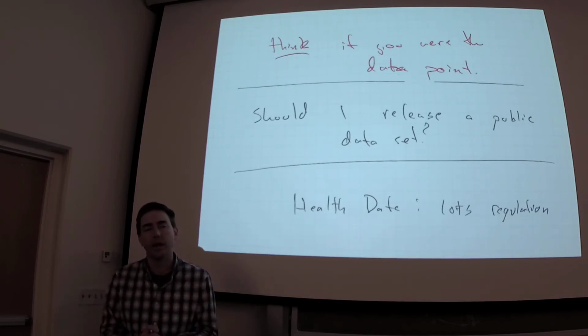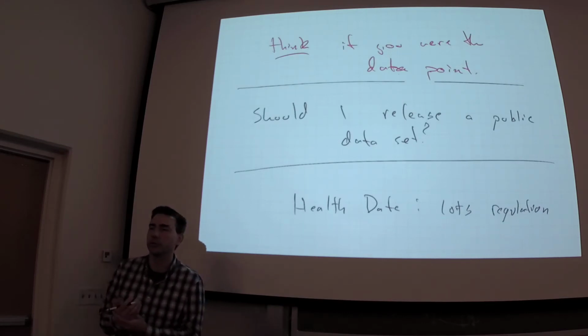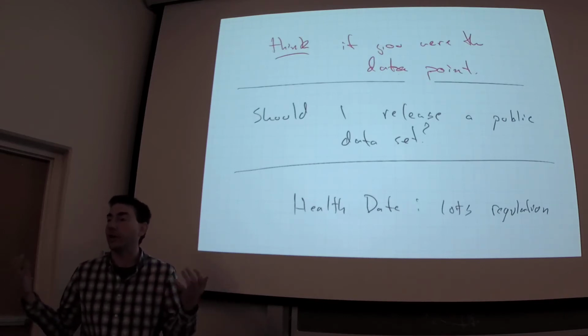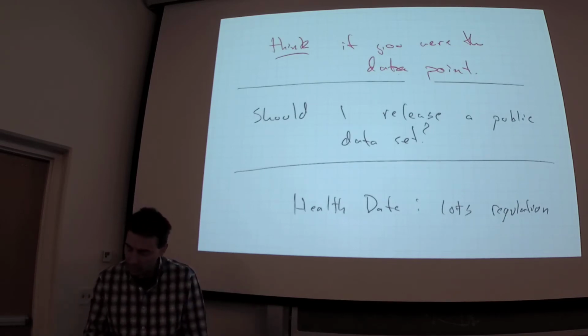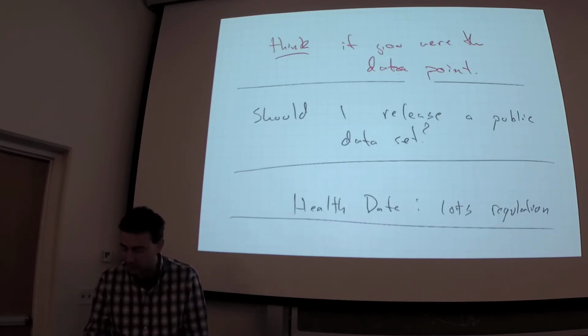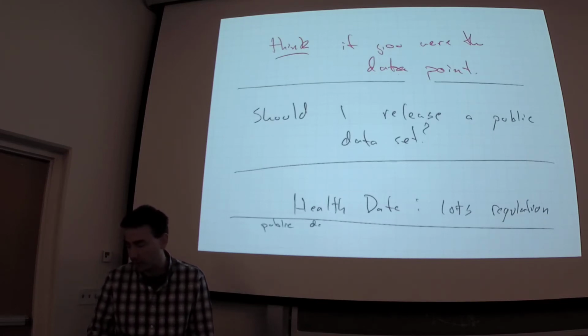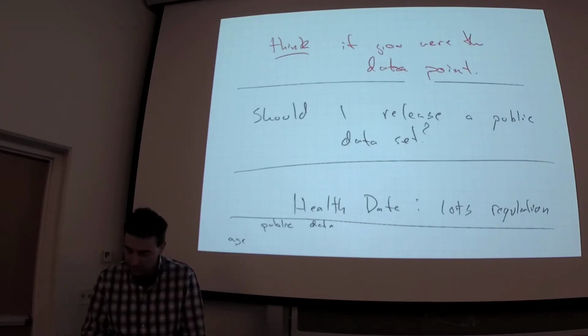For instance, one example of why you might not want your health records listed: let's say you have a history of cancer. So for instance, you probably have what's known as public data, which could be something maybe like your age, although maybe your age you don't want people to know either.